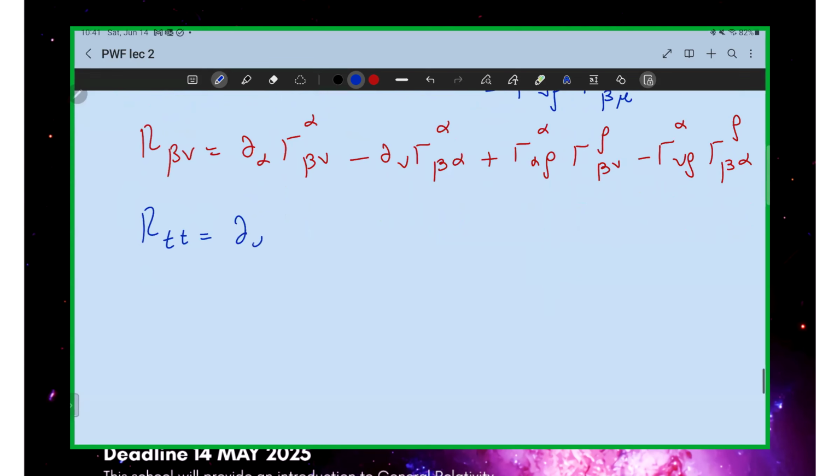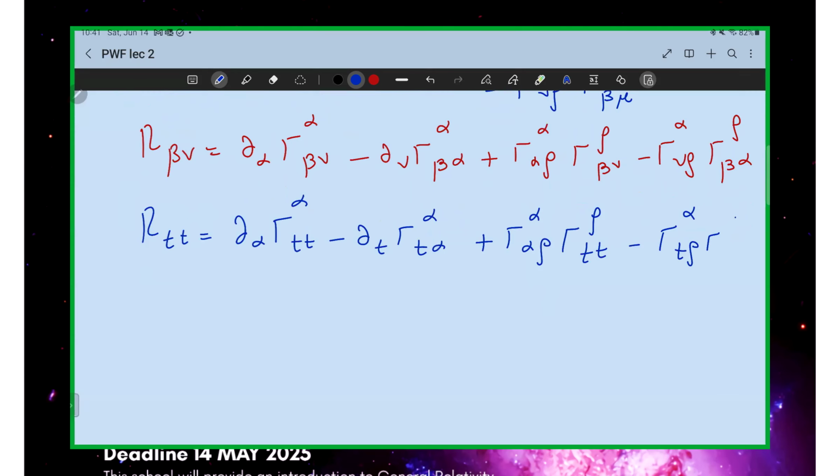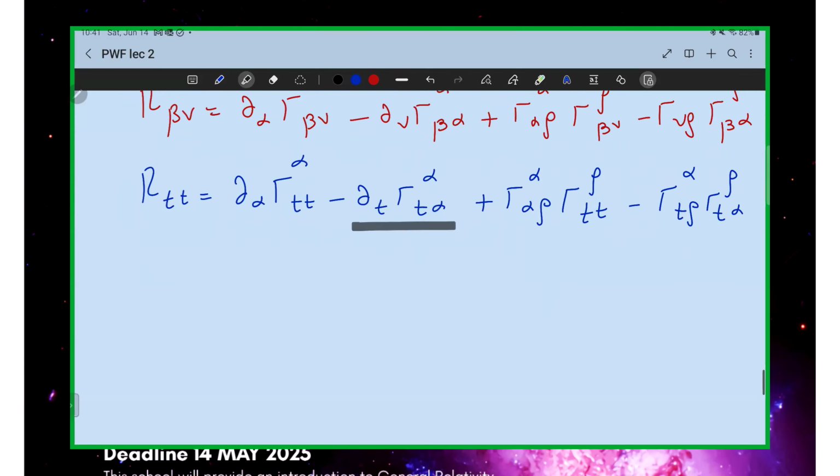So what do you get? Alpha time minus... Okay. Now, first of all, this term is zero. Why? Because it involves a time derivative. And we do know that nothing in the metric tensor depends on time, right? So this term is just zero. Okay. What about this first term?